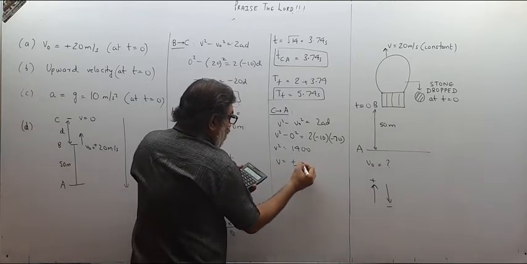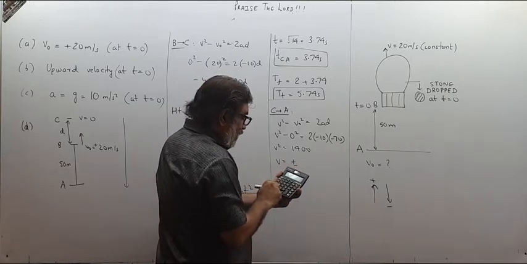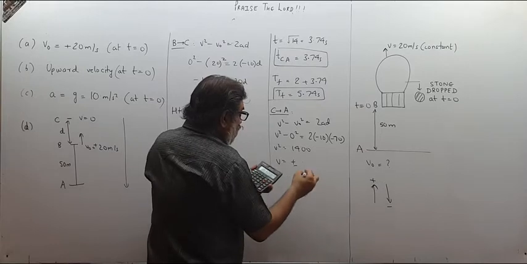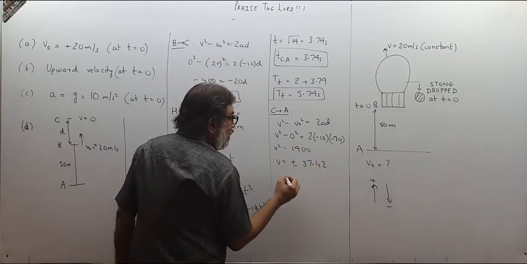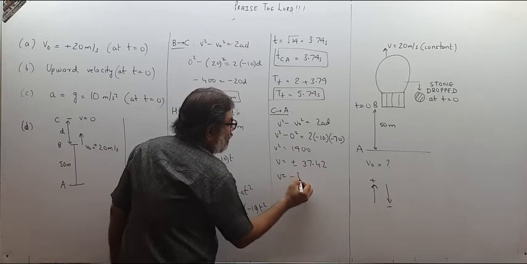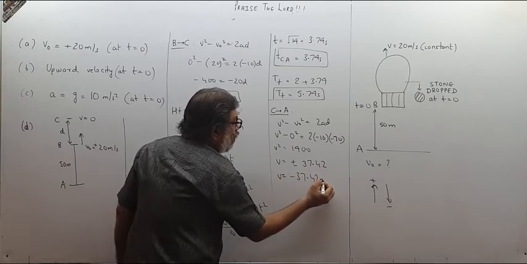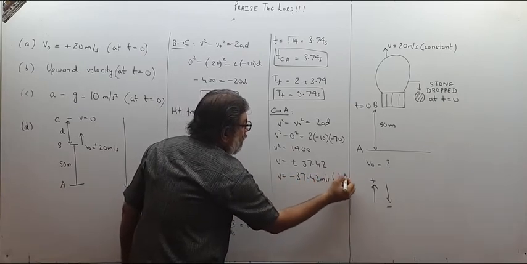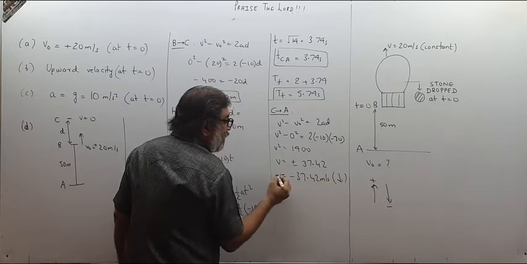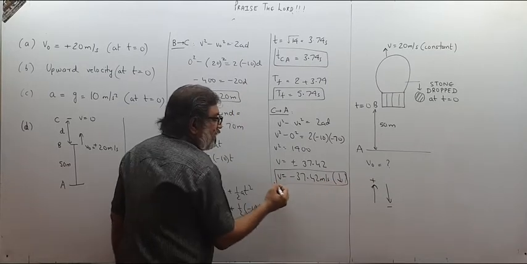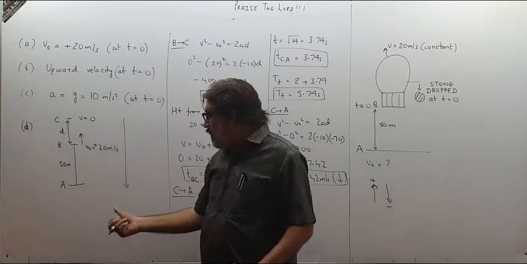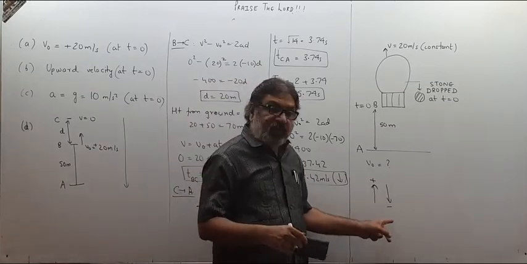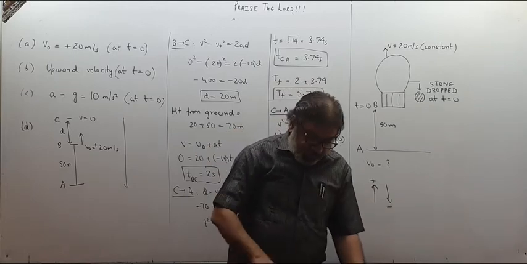Root 1400 is 37.42 something. So V will be minus 37.42 meter per second because it is in downward direction. Therefore, we should put minus sign. The velocity on striking the ground is in downward direction. So we should take minus because minus is for downward. We have written over here. Velocity is coming like this, so it is negative.